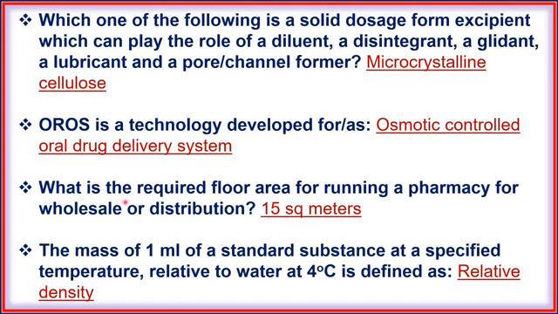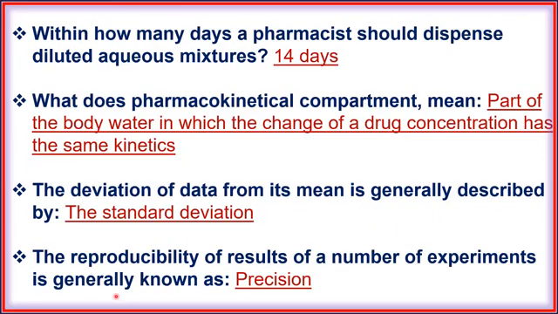Next, what is the required floor area for running a pharmacy for wholesale or distribution? 15 square meter. Next, the mass of 1 ml of a standard substance at a specified temperature relative to water at 4 degrees centigrade is defined as relative density. Next, within how many days a pharmacist should dispense dilute aqueous mixture? Within 10 days. Next, what does pharmacokinetic compartment mean?